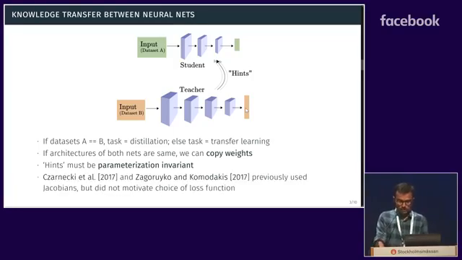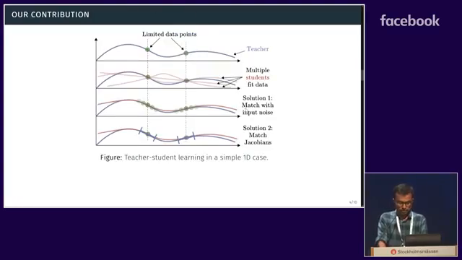So it's natural to use the Jacobian in this context, and previous works have also used the Jacobian. But the difference is that we also motivate the choice of the loss function to use for Jacobians, and we also connect with previous distillation methods. So one of our contributions here is to connect Jacobian matching with input noise.